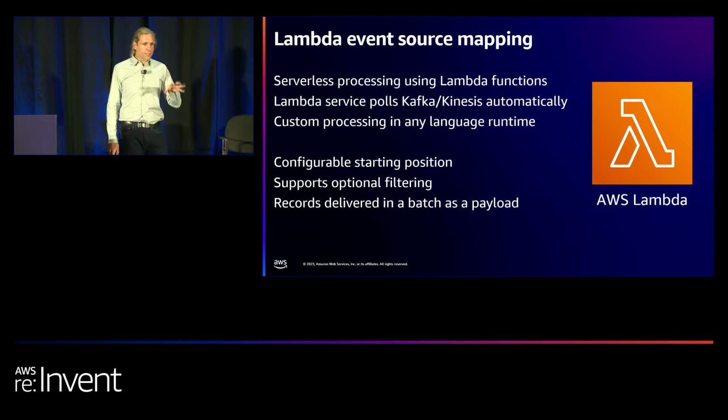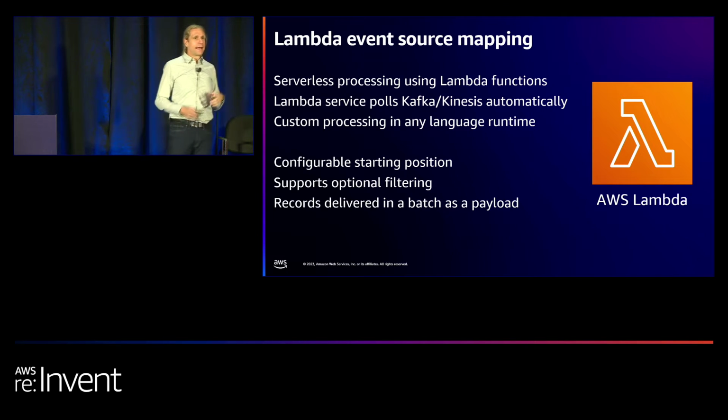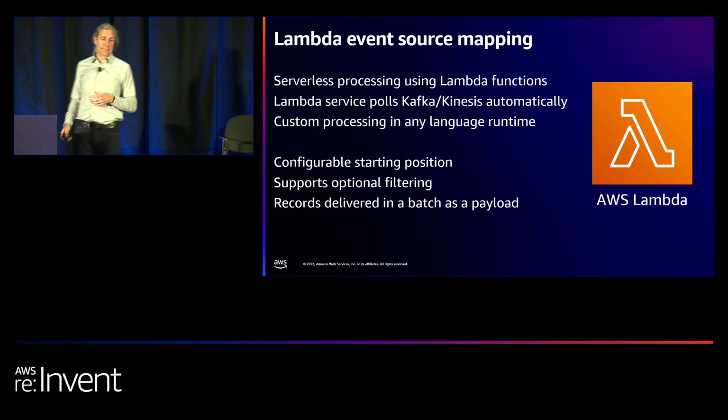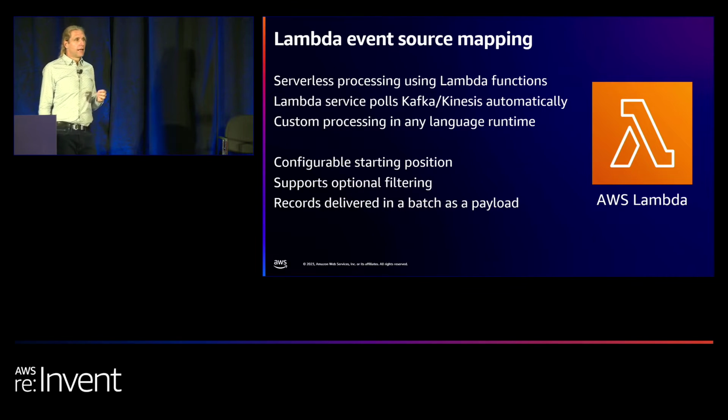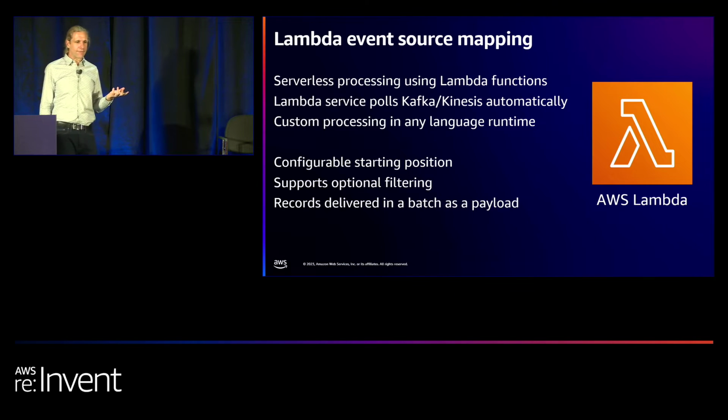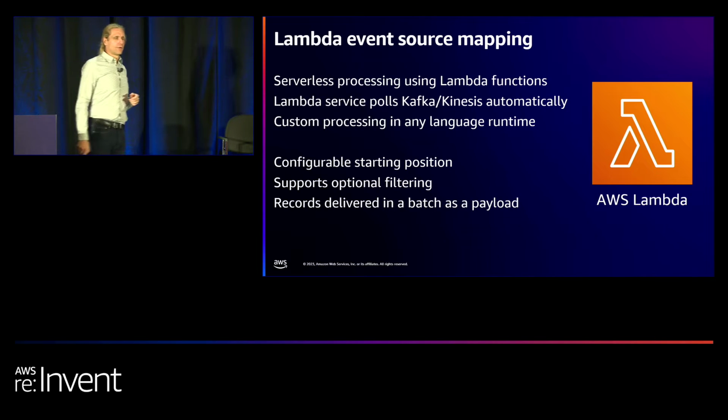Records are then delivered as a payload to the Lambda function, and you can configure how many records there are in each batch, up to 10,000, so it can be a huge batch. Once the records have finished processing, it's going to return the result to Kinesis and Kafka, and that's how it does the processing.